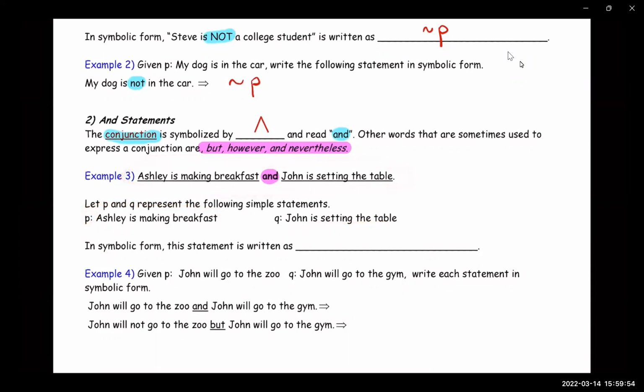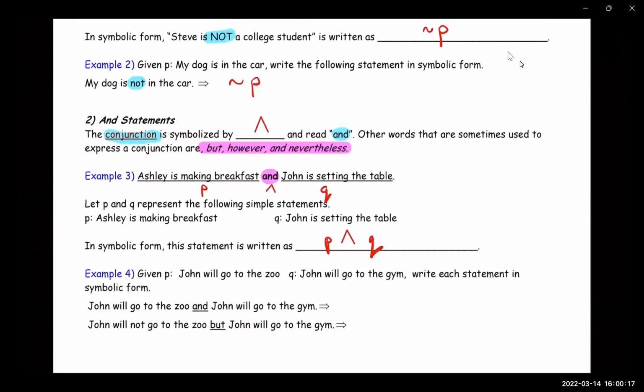P, arrowhead, Q. Arrow, Q. Yeah, you got it. So that is right. So P and Q is the correct answer because this is your P part, this is your arrowhead, and this is your Q.